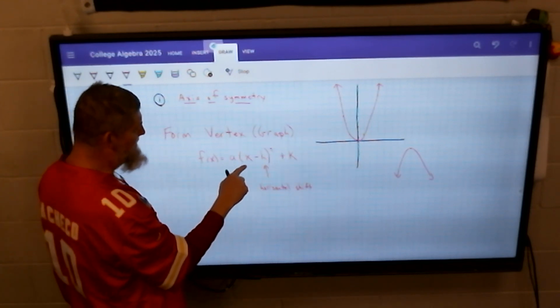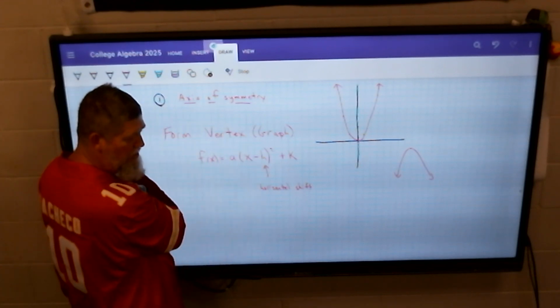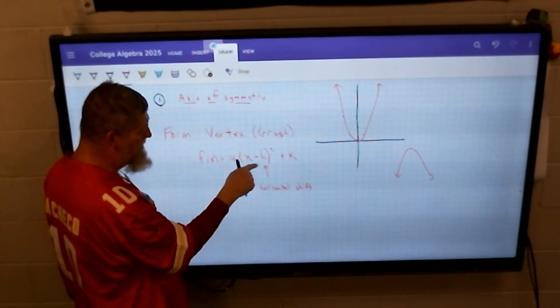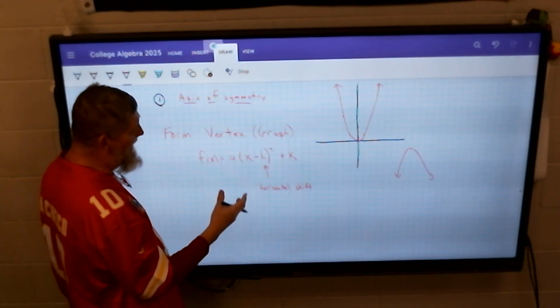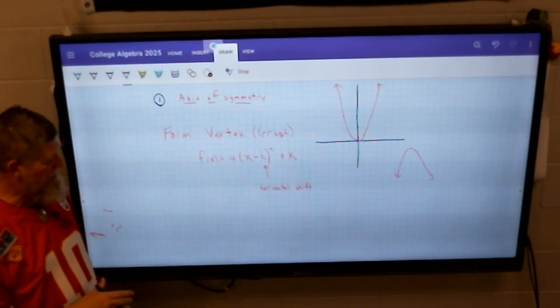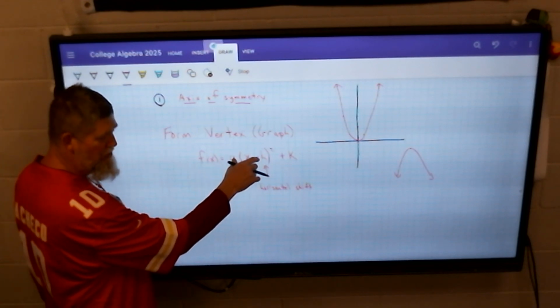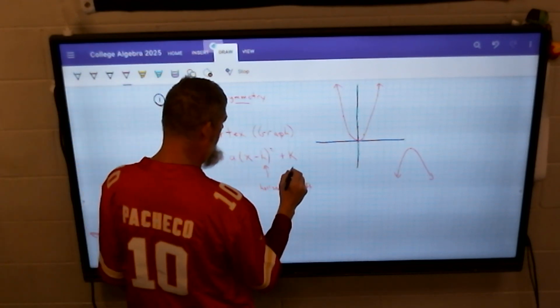If it said x plus 3, you would move it to the left. When it's inside the exponent, inside the parentheses, you always do the opposite of what it says. And that's true for every function. If it's inside that function with the x, you always do the opposite of it. Okay? Hopefully we have our phones put away.